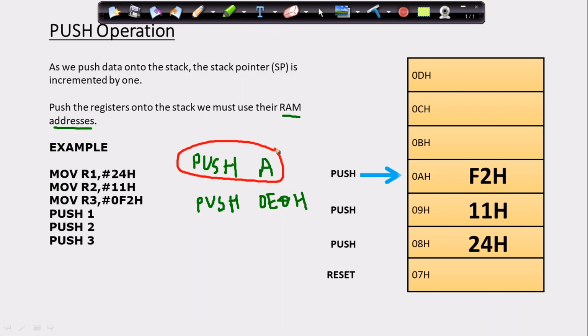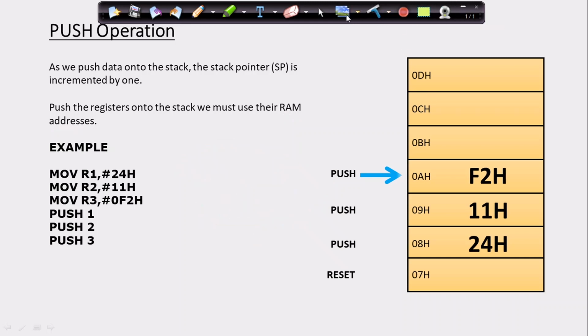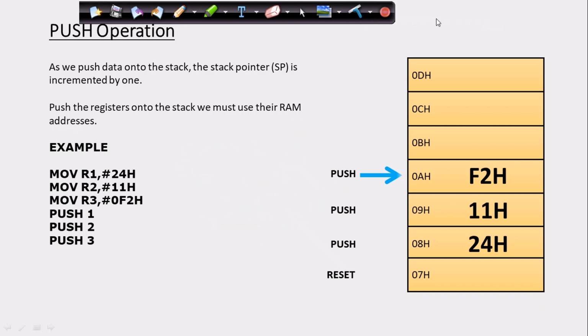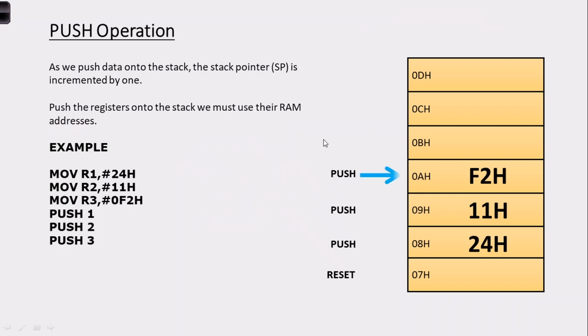Now if you write the register name, this is totally wrong, and this is always right. You cannot write with the register name. We should always go with the address location of that particular register. Okay, so let us go back to our slide. So this is how the push operation is done.